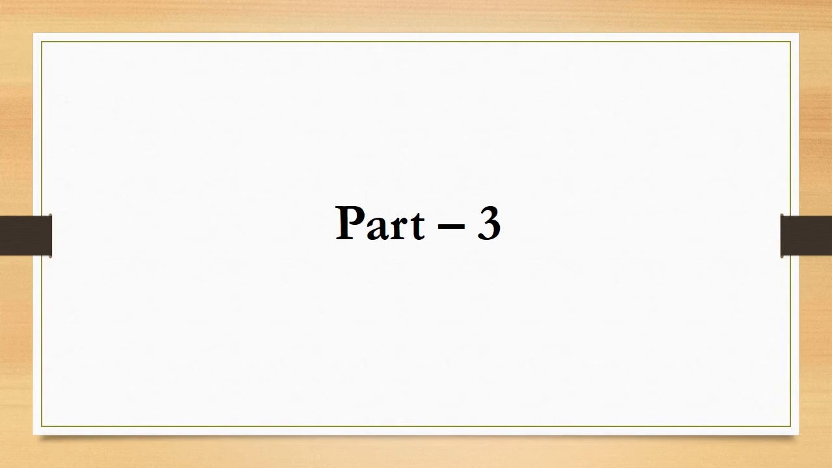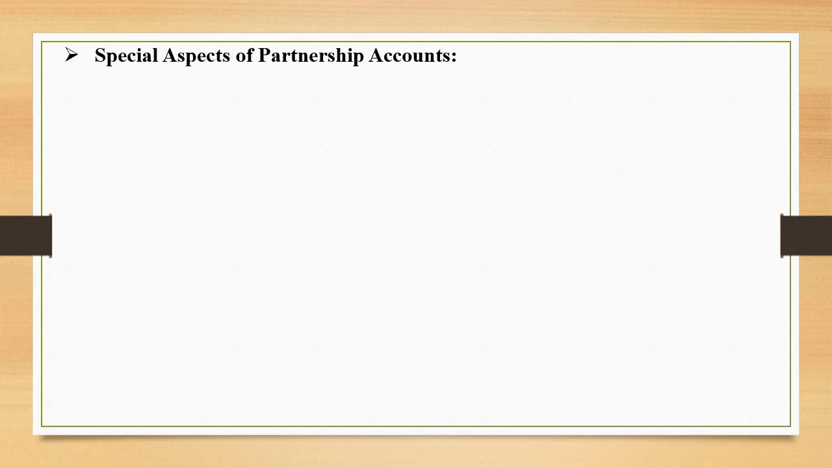Now, in this third part of the chapter, we are going to learn the various special aspects which are required from the numerical point of view, like partner's capital account, partner's drawings, salary, commission to a partner, interest on capital, interest on drawings, interest on loan, past adjustments, guarantee of a profit. Let us see the special aspects of partnership accounts.